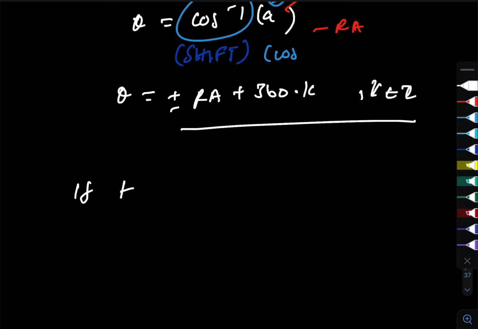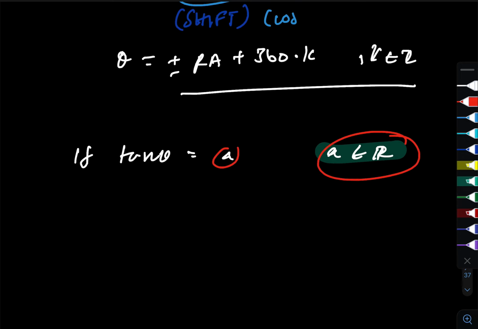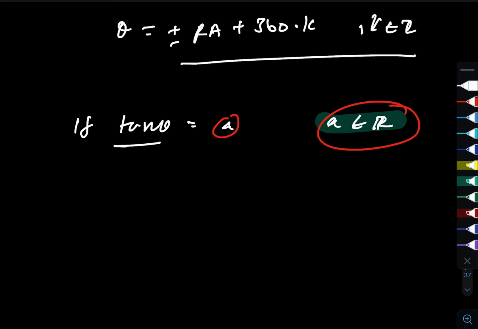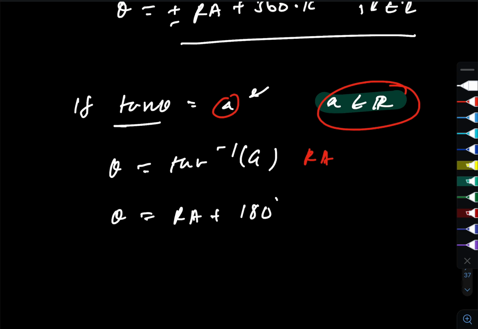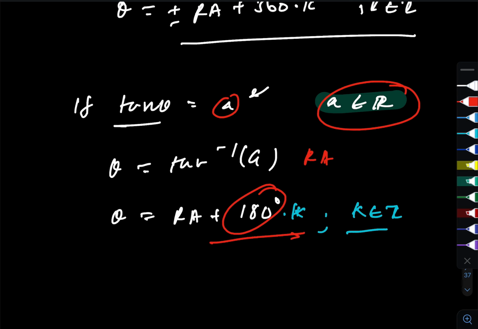Now for tangent theta equals a. Here a is an element of real numbers. Any real number will work for a, as long as tangent is involved. So for the tangent ratio, we don't have to limit our a between negative 1 and 1. In this case, theta is going to be tangent second function of a. Again, this will be the reference angle. Now what I need to do with the reference angle is simply to add 180 times k, where k is an element of z. The 180 here is the period of the graph of tangent.